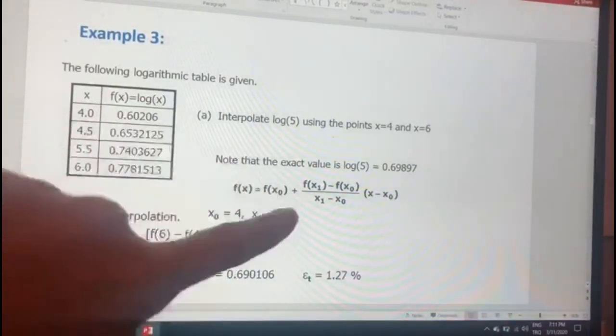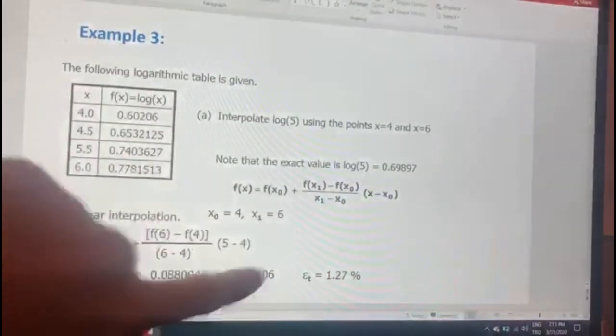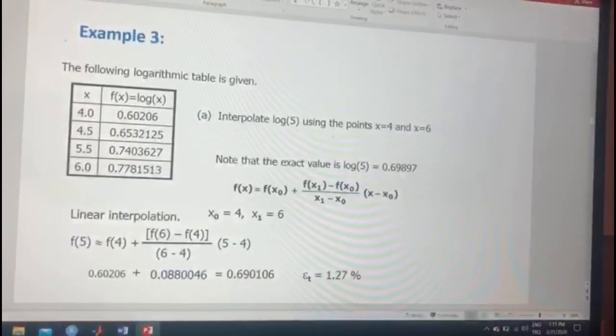And since you can find log 5 as an exact value, you can check how accurate this is as a relative error. You can find the relative error in that way.